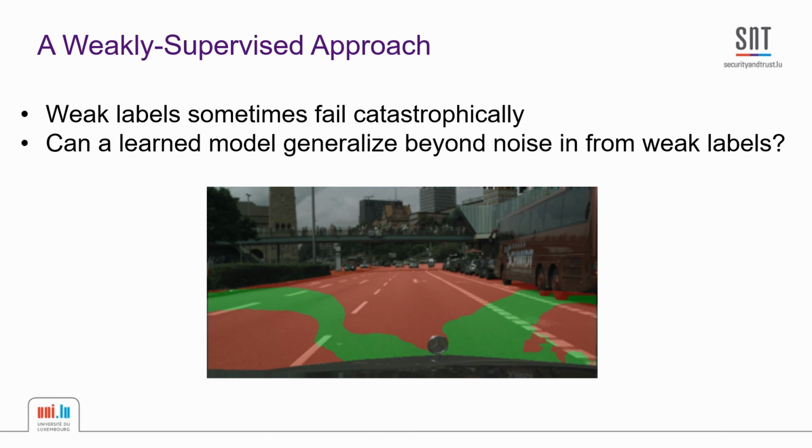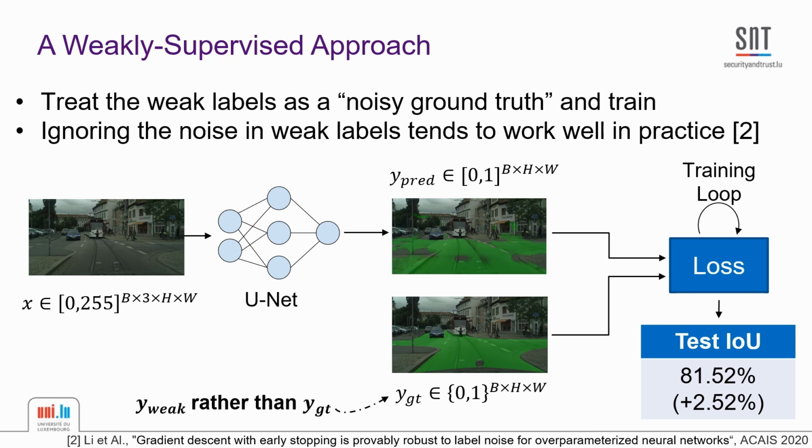However, we observed that weak labels sometimes fail catastrophically, which prompted the question of whether we can reach better performance by training a model using these noisy labels. Surprisingly, training our UNet on the weak labels rather than the ground truth already improves over the raw weak labels by 2.5%. However, we can do better if our training procedure takes label noise into account.